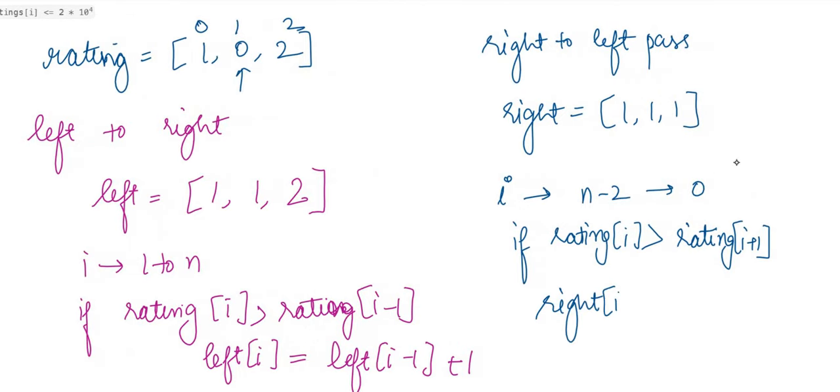Then we will say right of I equals right of I plus 1 plus 1. From the right side you will take the value and add it. So let's see. When you are at I, is it greater than I plus 1? No, 0 is not greater than the right neighbor. Check the right neighbor only.